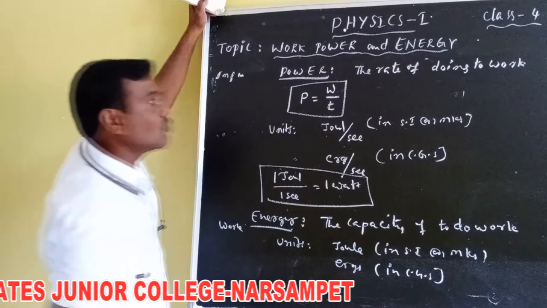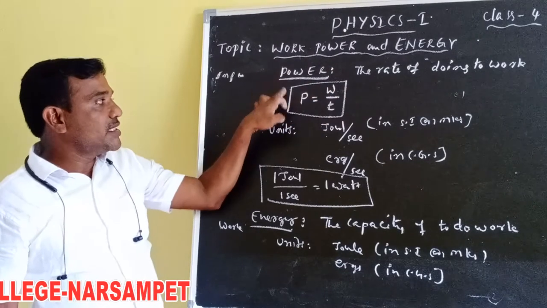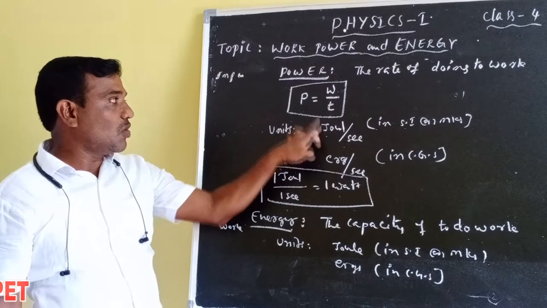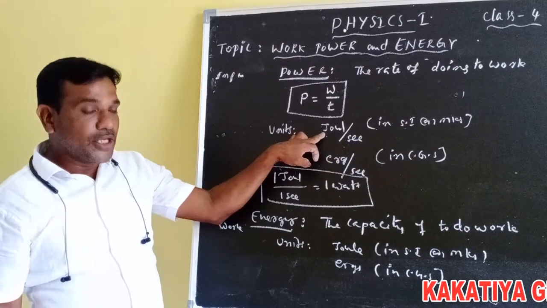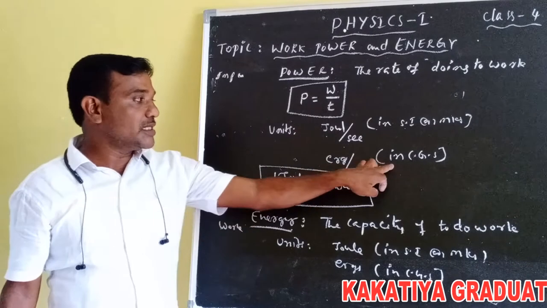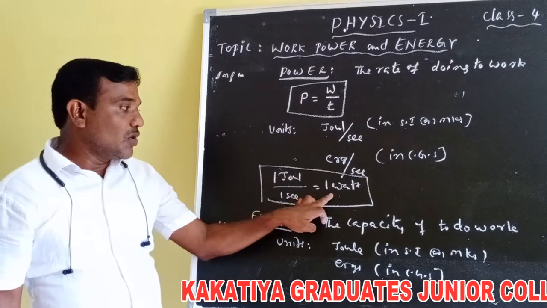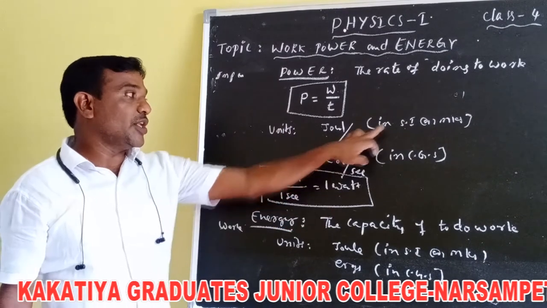Okay, once again, what is power? The rate of doing work is called power. Power is denoted by P, and P is equal to W by T. Now, units: joule per second in SI or MKS, and erg per second in CGS. Now, 1 joule per second is equal to 1 watt. 1 watt is the important unit of power in SI.